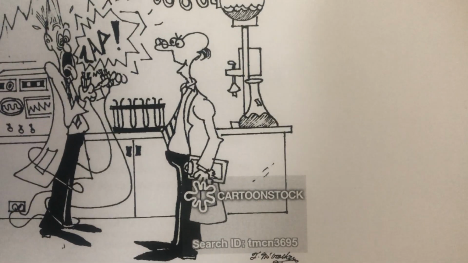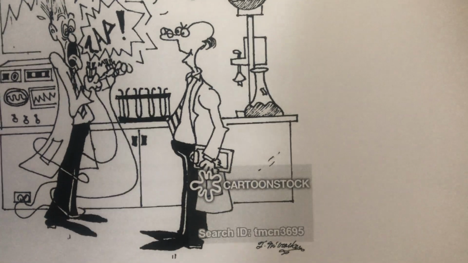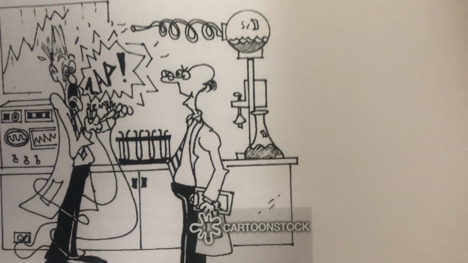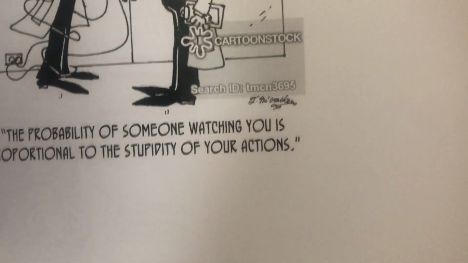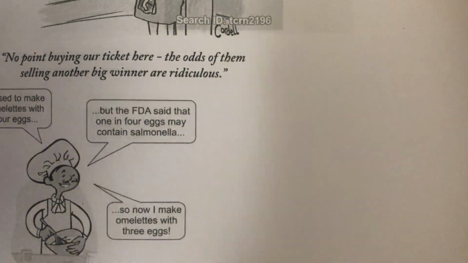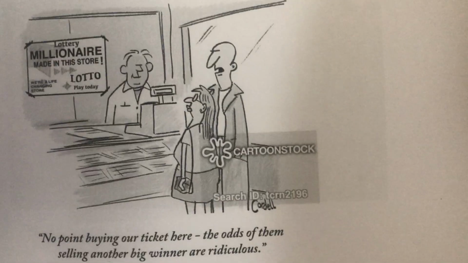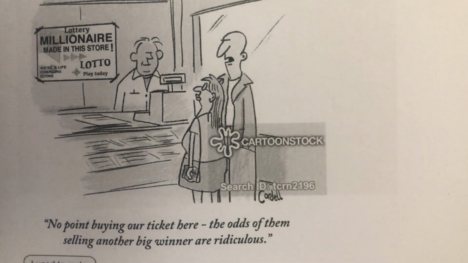The probability of somebody watching you is proportional to the stupidity of your actions. The stupider you are, the more likely somebody's there with a camera to put it on YouTube. This store already had a millionaire, so they're going to go somewhere else.